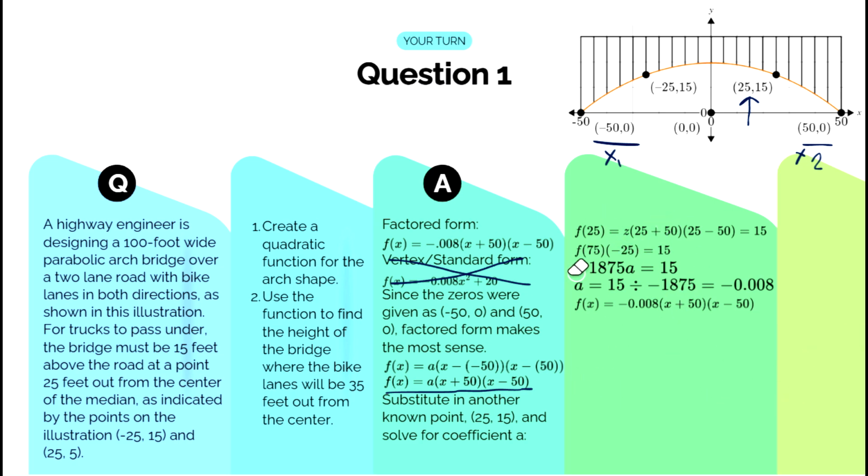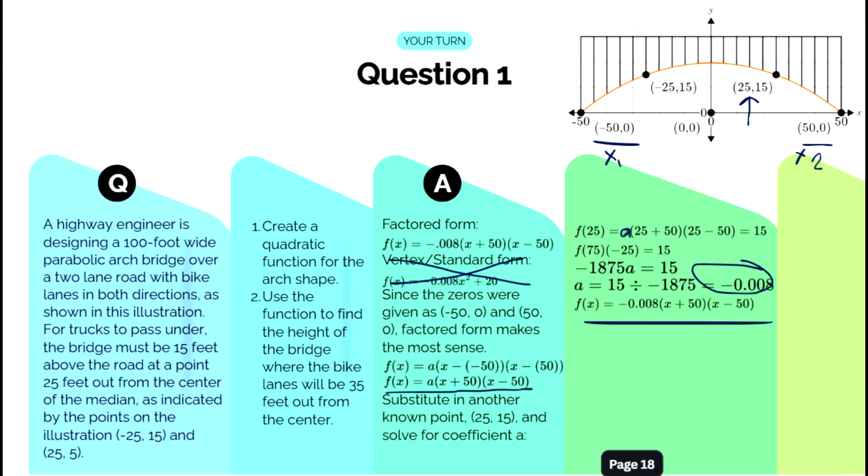All right. Now, if we take 75 times negative 25, I'm guessing we're going to get that negative 1875. Let's double check. 75 times negative 25 will give us negative 1875. A is equal to 15, because remember, we're solving for A. This should have been an A. This Z up here should be an A. Okay. So A is equal to 15 divided by negative 1875. We're dividing both sides, which is where we get our negative 0.008. Okay. So our final formula looks like that. That's how we created the formula for number 1.